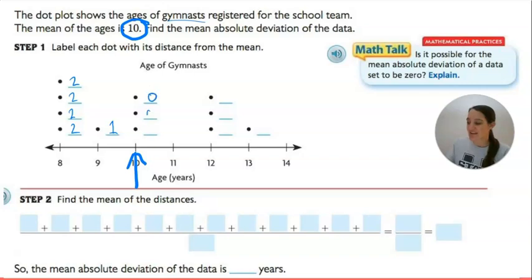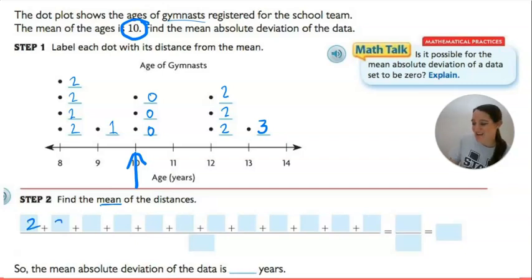These 10-year-olds are exactly the average age of those gymnasts. These 12-year-olds are 2 years away from the average, and the 13-year-old is 3 years. So now that we've got the absolute value, the distance the number is from the mean, what we're going to do is now find the mean of those distances.